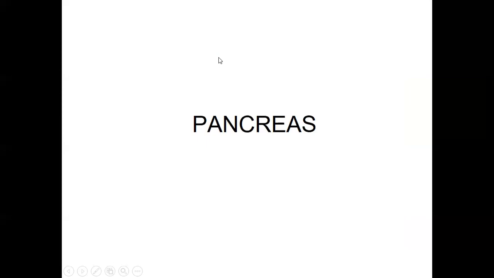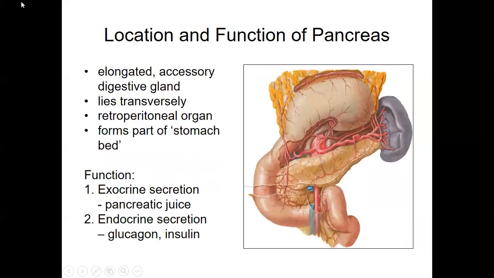Now we're going to proceed with the pancreas. Just now we have discussed the liver and the gallbladder. The last component is the pancreas. Maybe I will touch a little bit on the gross anatomy of the pancreas first, its location and function. The pancreas is an elongated accessory digestive gland.